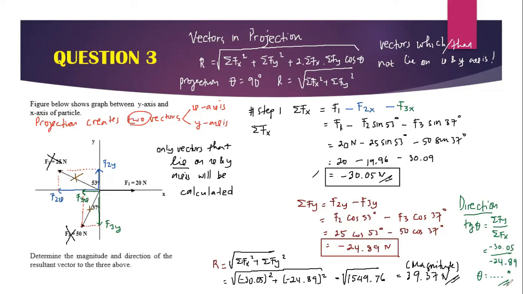Just use a calculator to find theta, using tangent. The angle lies in the third quadrant because y is negative and x is negative. That's the third quadrant, right?